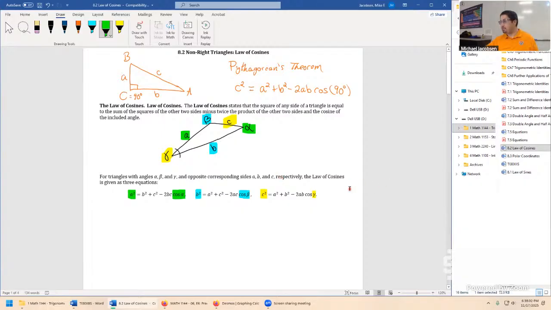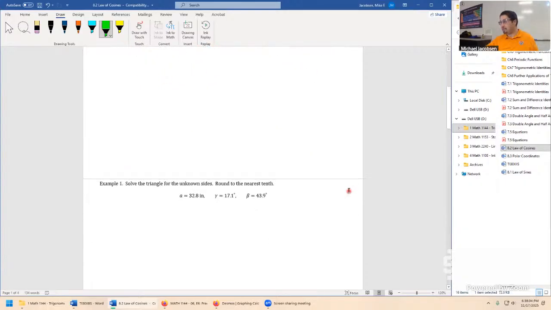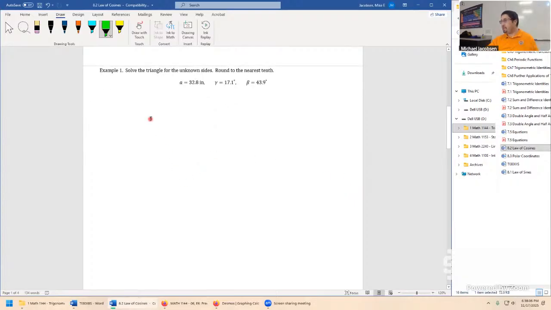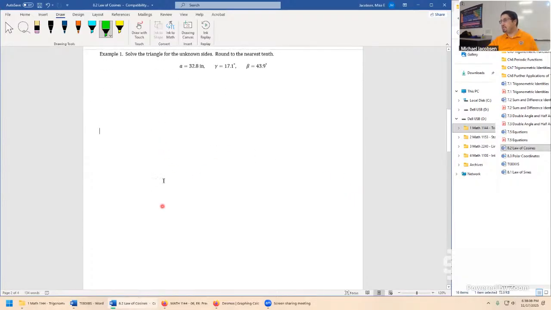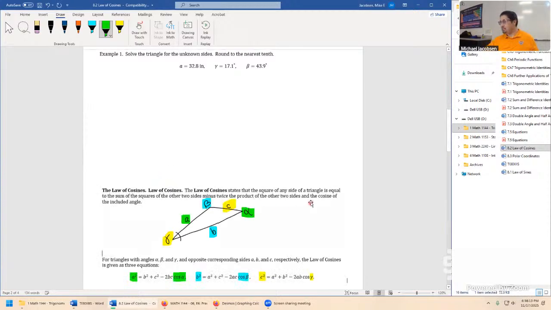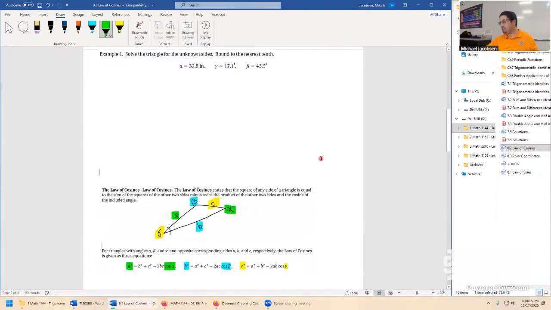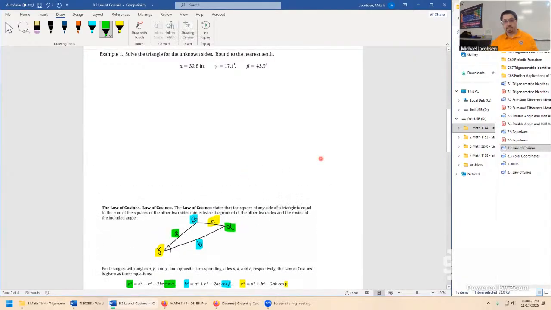Okay, let's see if we can try it out in a brand new fresh problem then. It says solve the triangle for the unknown sides, round to the nearest 10th. It's not really giving us a lot on this, but here's the tool that we're using, law of cosines, which can potentially come to the rescue on this.